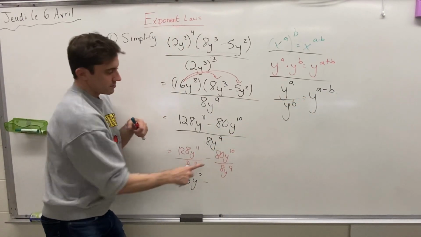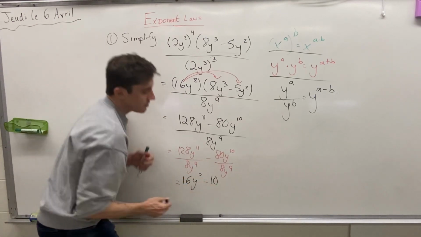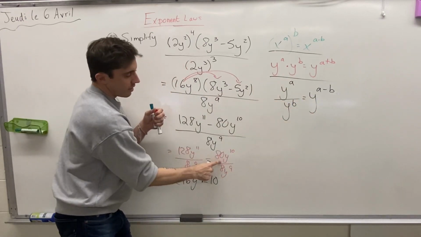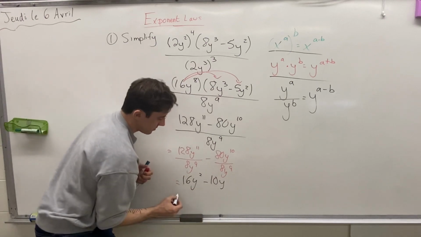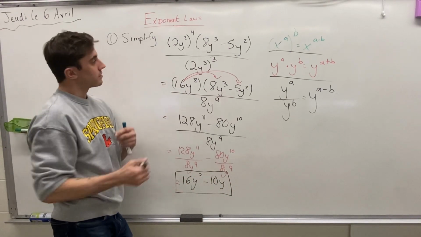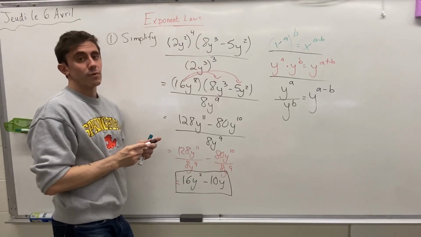And then subtract 80 divided by 8, so the coefficient of this term is 10. And likewise, subtract the exponents. So we have y to the power of 10 minus 9, which is just y to the power of 1, or just y. And so in the end, our more complicated expression simplifies down to 16y squared minus 10y. And there we have it.